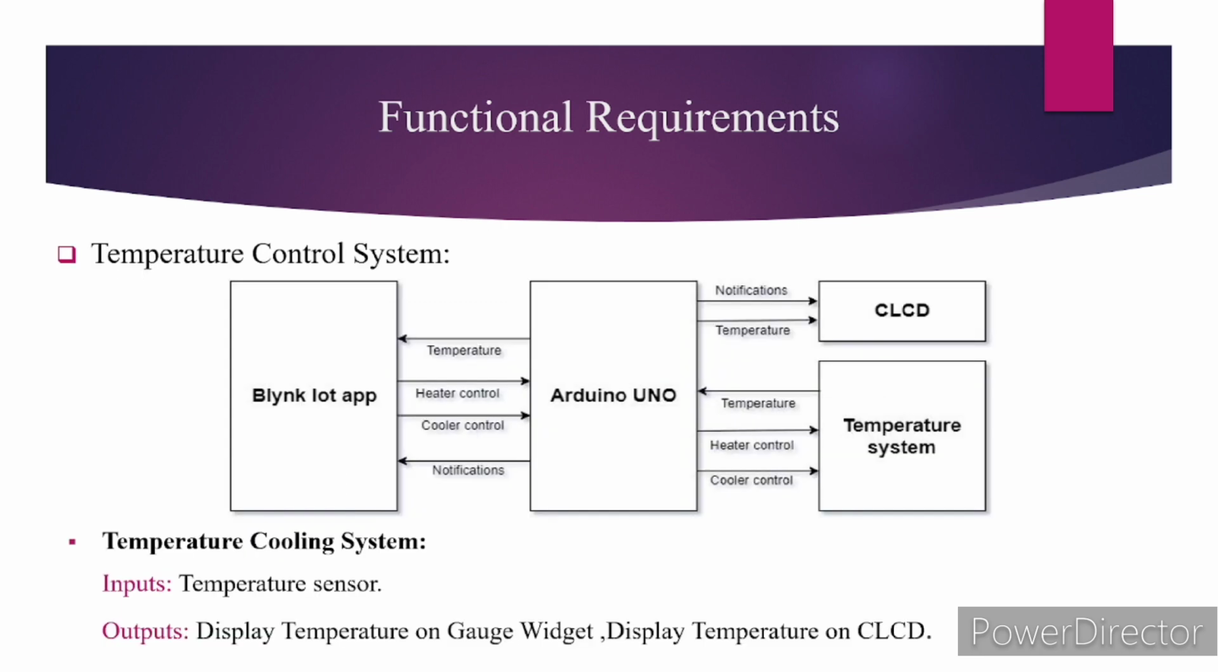Next, the second requirement is to control the temperature system of our home. The temperature control system consists of a heating resistor, a temperature sensor, and a cooler, which resembles the temperature control system at our home. The process is to read the temperature continuously from the temperature sensor and display it on the CLCD. We will be using a heater and cooler for controlling the temperature.